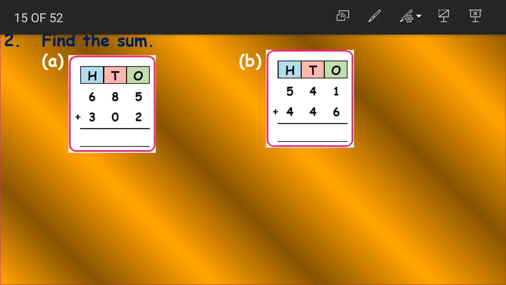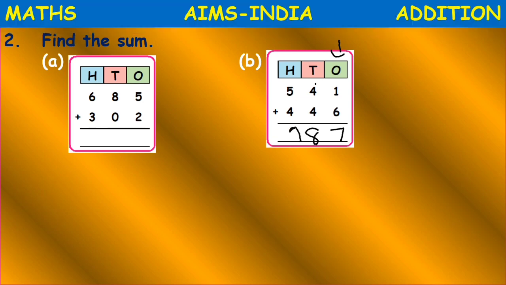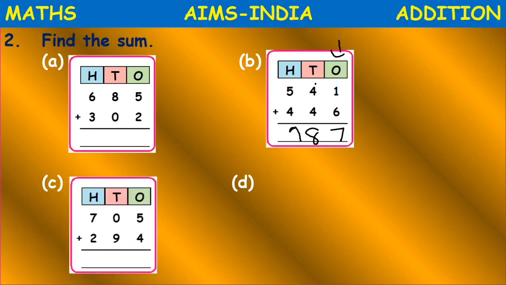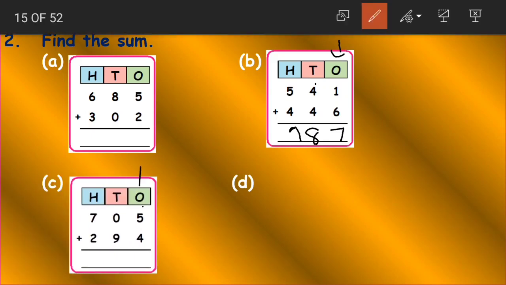Again, I solved the question number 1. Coming to the second question, which was your homework. Starting from the ones place. 1 plus 6 is equals to 7. 4 plus 4 is equals to 8. 5 plus 4 is equals to 9. Moving on to question number C. 5 plus 4. Starting from the ones place.